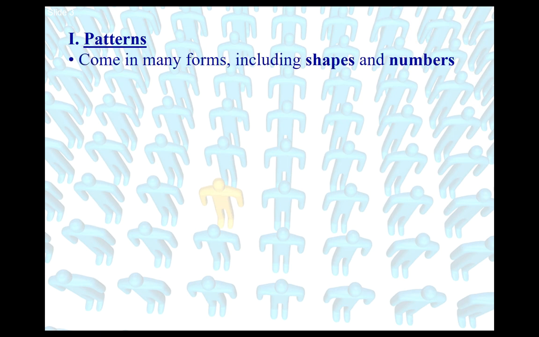What do we know about patterns? Patterns can come in many forms, they can come in many shapes, they can come in many numbers. The important thing that we're mainly interested in a pattern, whether it's a pattern between shapes and numbers, is once we can identify the pattern, we can then use the pattern to make predictions about what's going to come in the future.